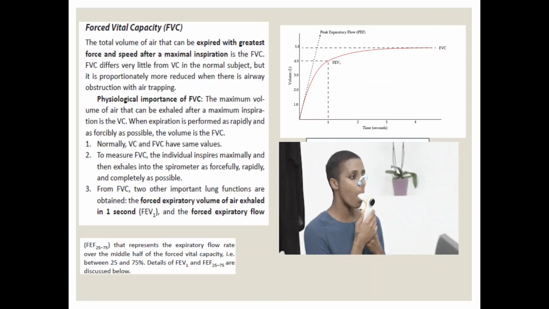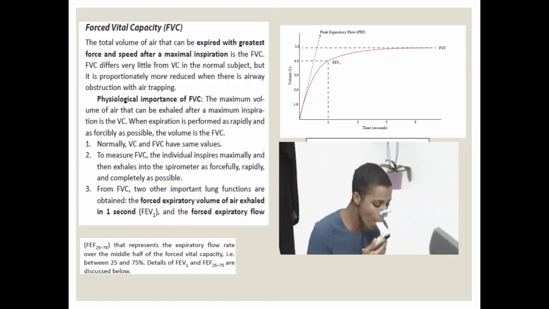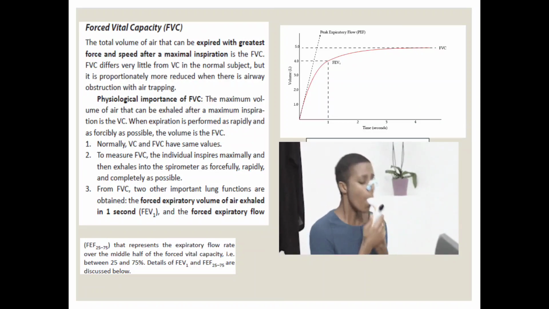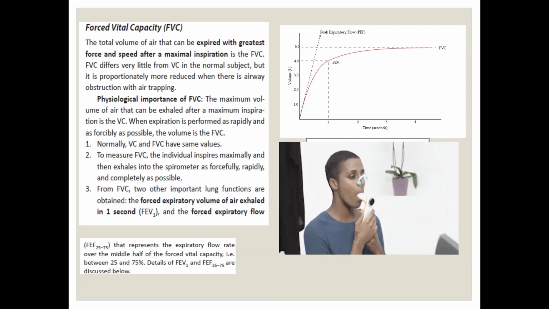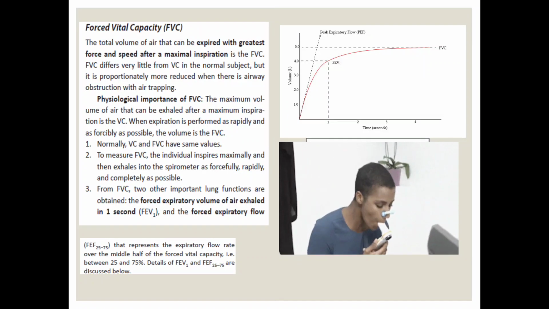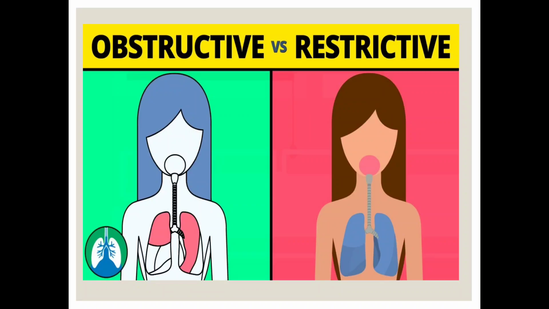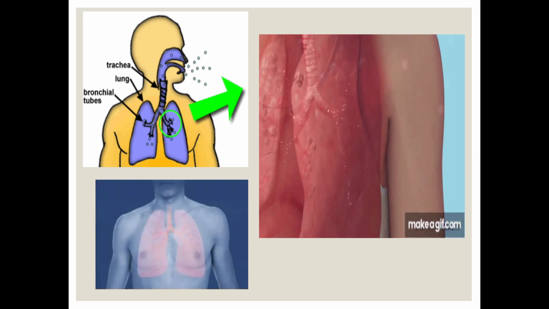So why is FVC important? It is important because two other factors can also be measured, which are clinically very important. One is FEV1, the forced expiratory volume of air exhaled in the first second, and another is the forced expiratory flow, FEF 25-75. By these values, we can differentiate between the obstructive and restrictive lung diseases.